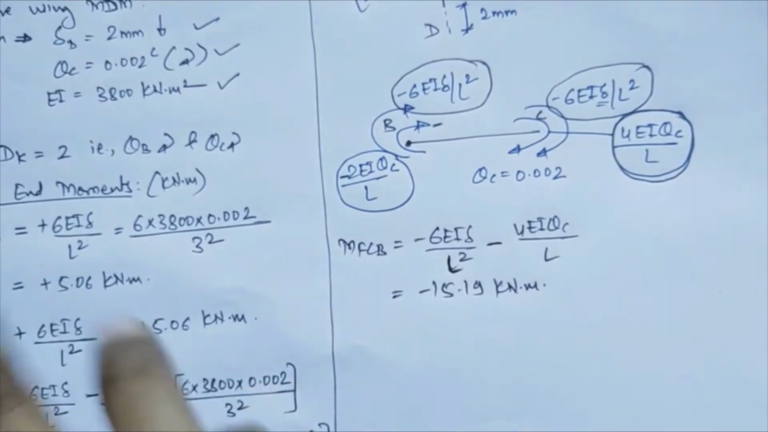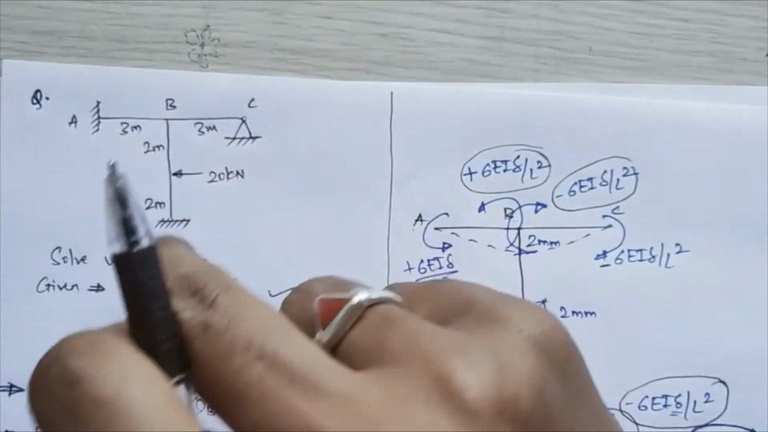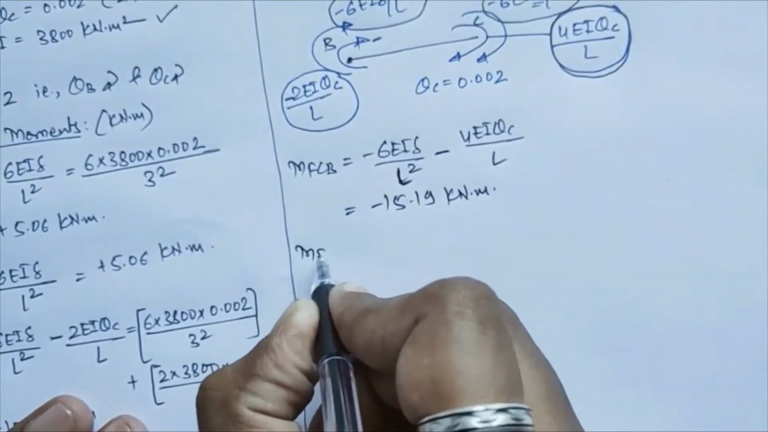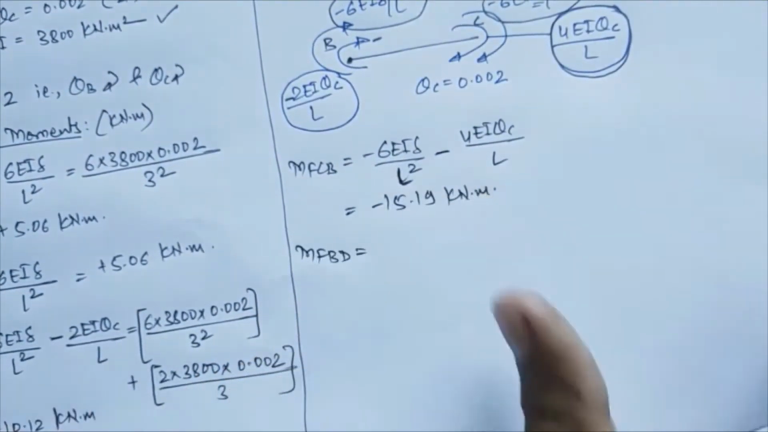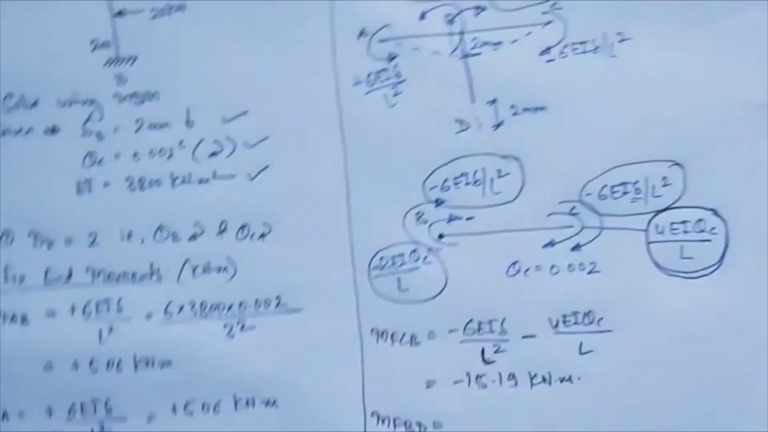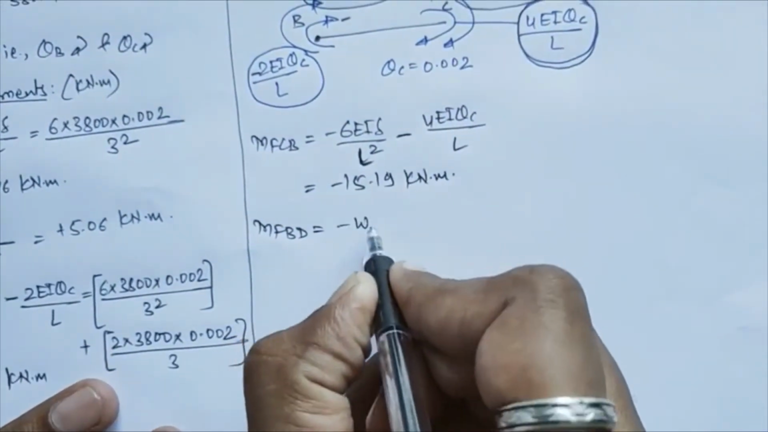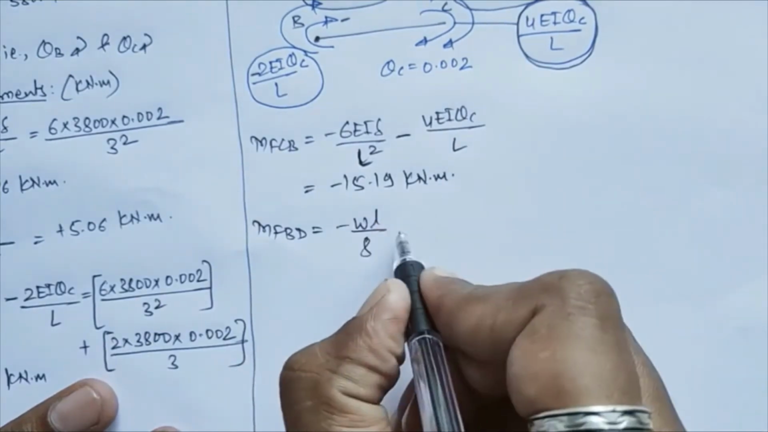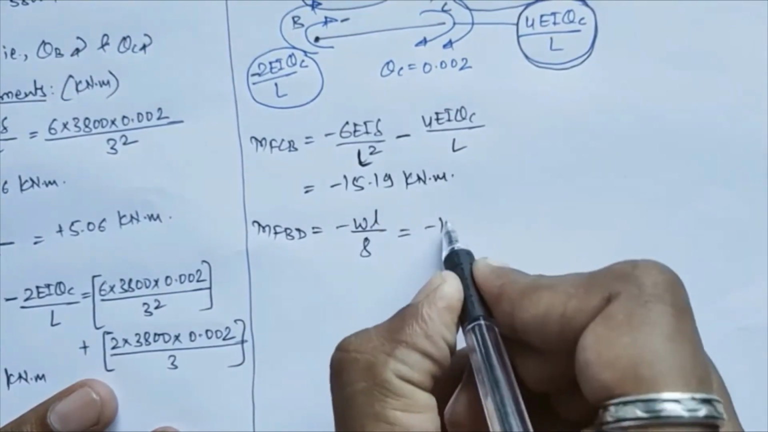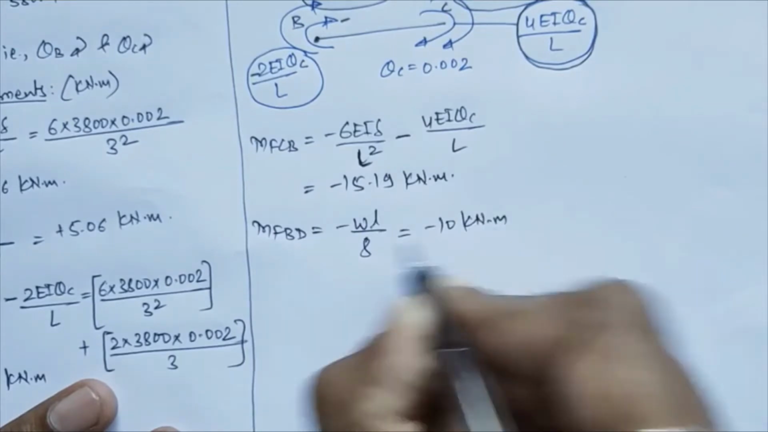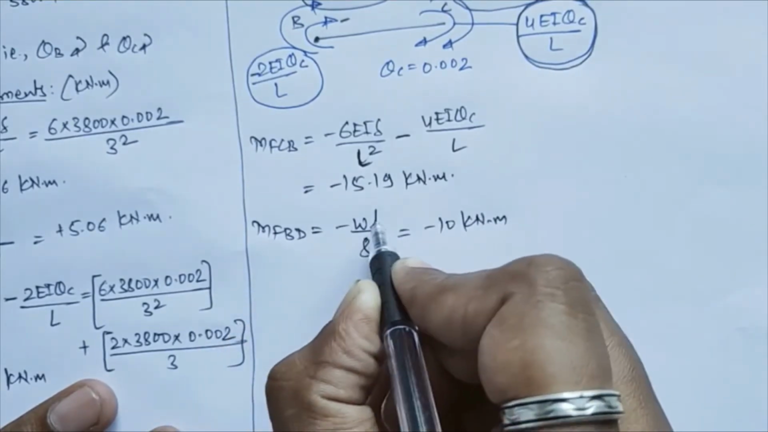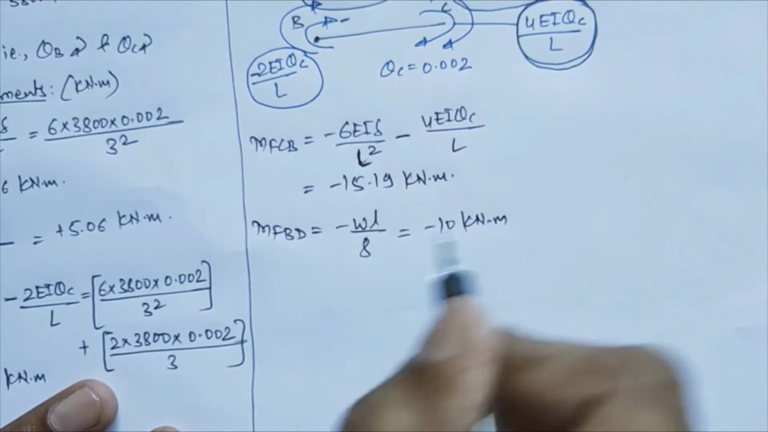So two members are over. Now the last member is member BD. For that, the fixed moments are simple, MFBD comes directly equal to minus WL by 8, for a point load at the center. So this comes equal to minus 10 kilonewton meter, that is W is given as 20, into the length of member BD, which is 4. So 20 into 4 divided by 8, you get 10.